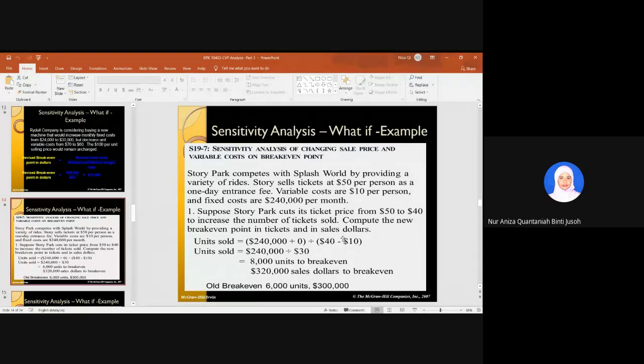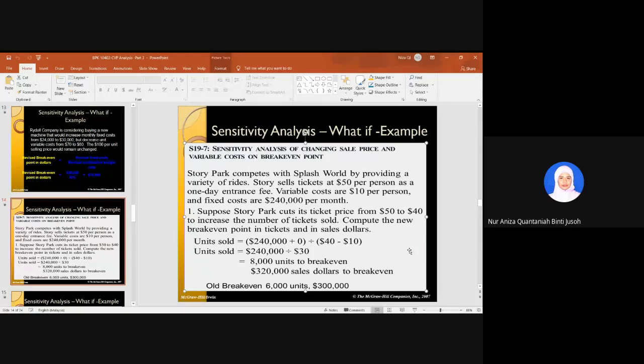So you have to find the new sales price. The new sales price will be $40. What will be the new contribution margin? 40 minus 10, which is 30. To find the units sold, it is fixed cost over contribution margin per unit. So 240,000 divided by 30, so 8,000 units to break even.